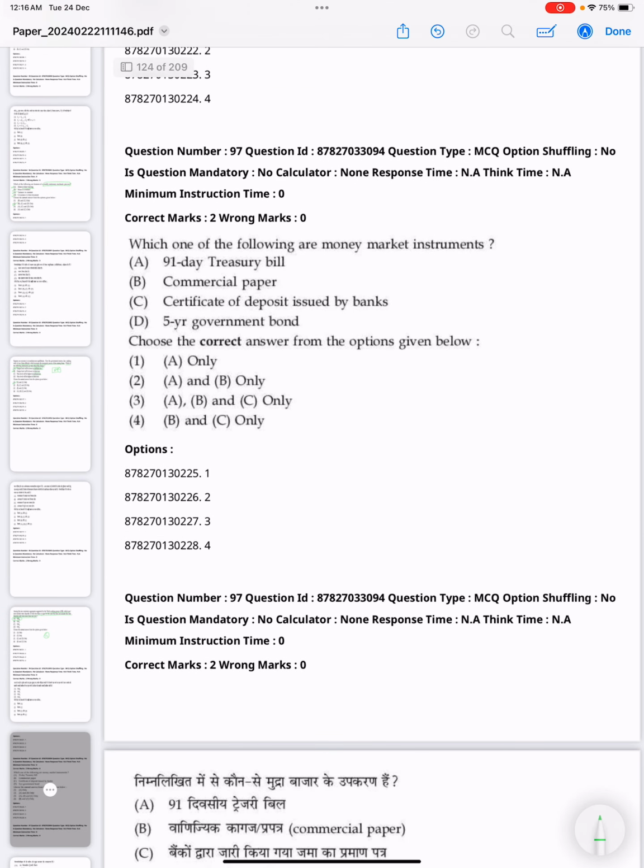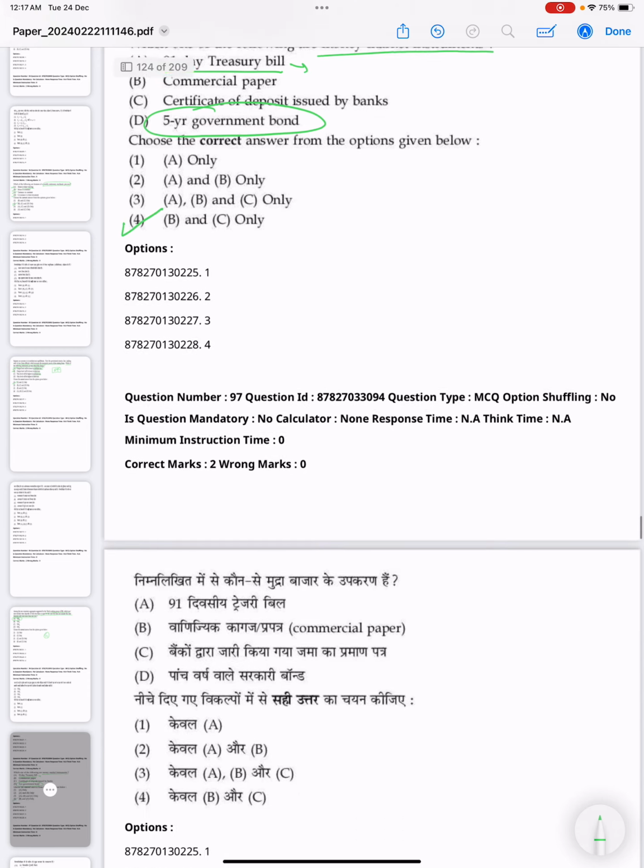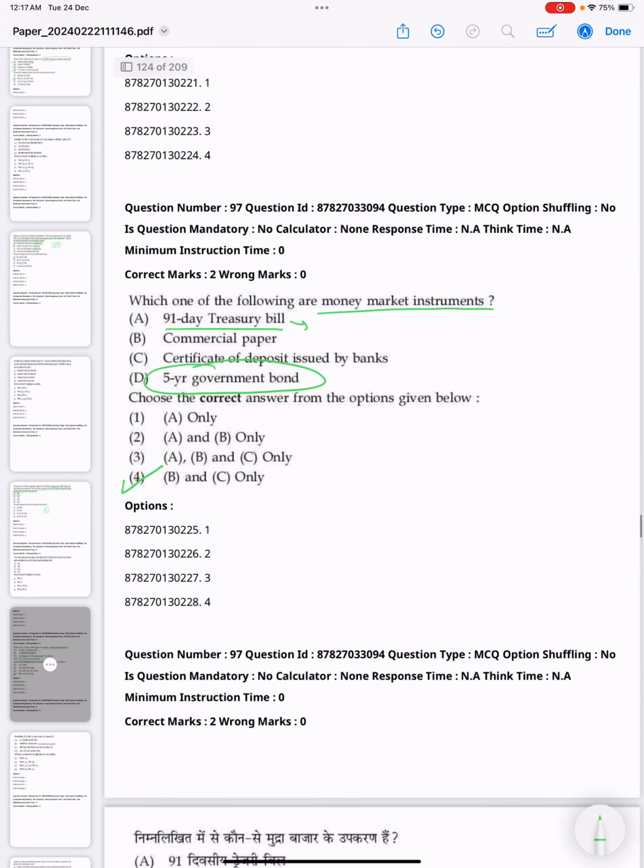Which one of the following are money market instruments? 91-day treasury bill is not a money market instrument. It's an instrument which is being taken care of by the government itself. Similarly, the 5-year government bond. So we would be left with B and C only. Oh, for money market instruments, the tenure should be less than 1 year, I guess. So this can also be incorporated. So it would be A, B and C or B and C only.